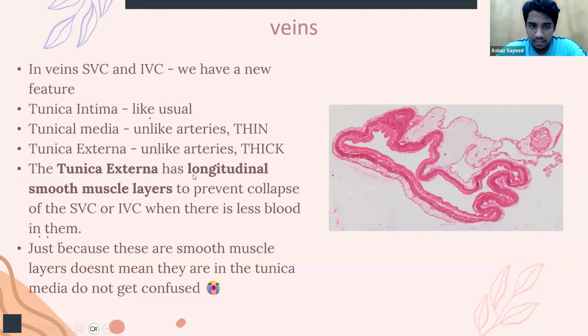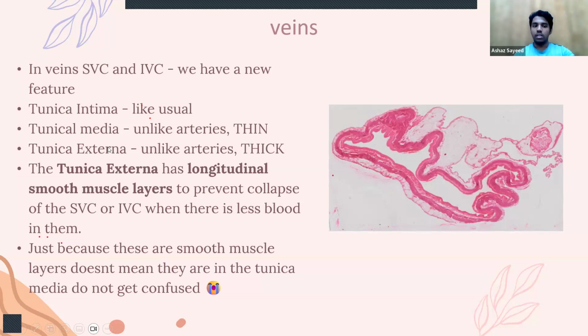Also, the tunica externa has these longitudinal smooth muscle layers. Till now, the smooth muscle layers we had were surrounding the vessel. Now, in the tunica externa, we have these straight running smooth muscle layers. Now, these contract and they prevent collapse of the SVC, because arteries have high pressure, okay, veins don't have much pressure. So also remember this, the tunica externa is the layer which has the longitudinal smooth muscle layers.